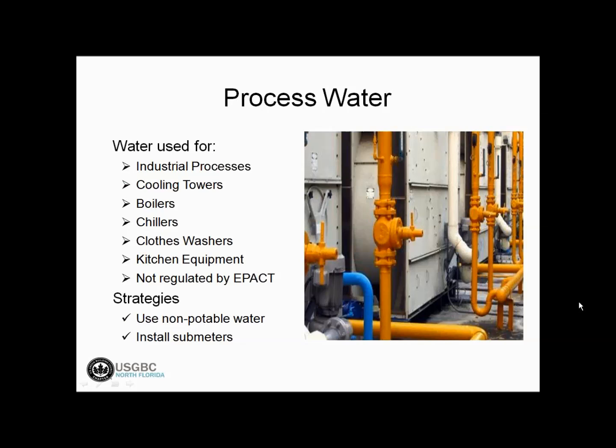And then there's processed water. The easiest way to think of processed water is stuff that's either not indoor water or outdoor water. So those are things that are used for industrial processes, for cooling towers and boilers and washers and dishwashers. We'll talk about EPACT in a second, but any water uses that are not regulated by EPACT fall into processed water.